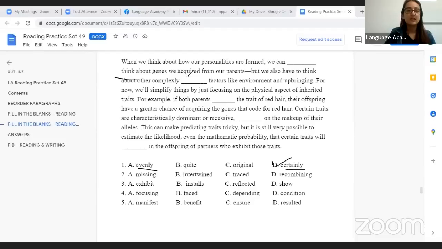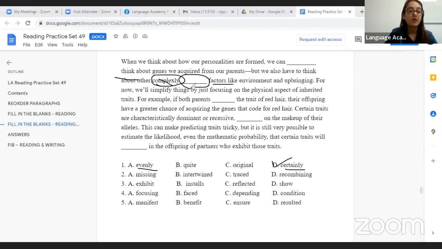We can certainly think about genes we acquired from our parents, but we also have to think about other complexly dashed factors like environment and upbringing. So we also have to think about other dashed factors. We can always eliminate the ly words. They can never help us find any answer. So we can eliminate them and we can read the sentence. We also have to think about other factors. The sentence is complete. Factors is a noun, so we need adjective.